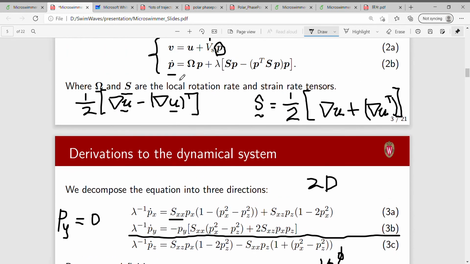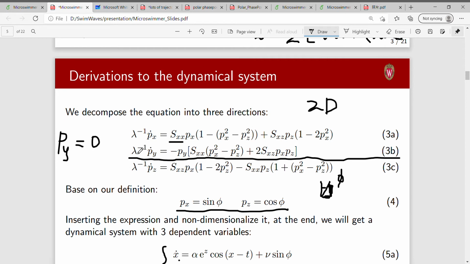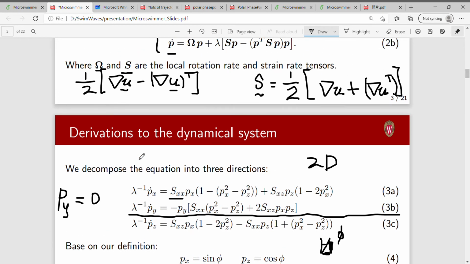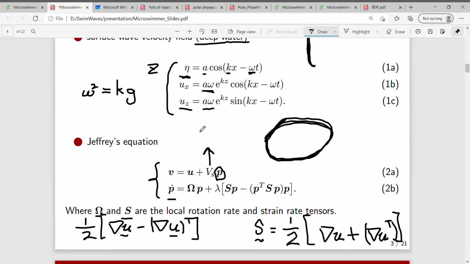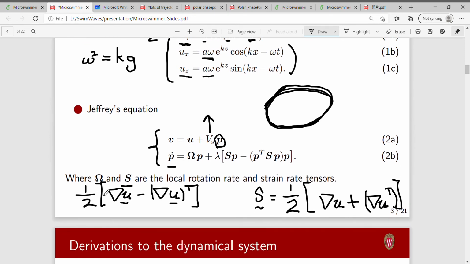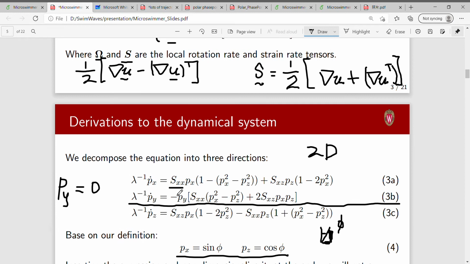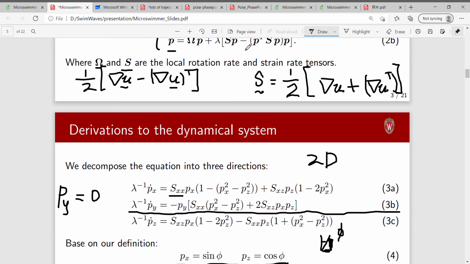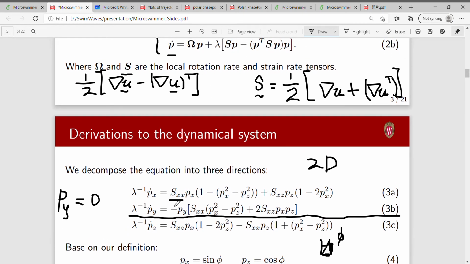Because p here is an orientation vector, we can decompose the equation into 3 directions. We use the velocity field here to calculate these two tensors and plug them into this equation, and we will get these three expressions.